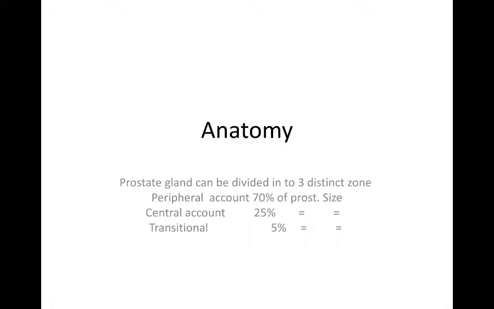I will give you some notes about the anatomy of the prostate gland. The prostate gland can be divided into 3 distinct zones. The peripheral zone, which accounts for about 70% of the prostate size. The central zone, which accounts for about 25% of the size of the prostate, and the transitional zone, which accounts for about 5% of the size of the prostate gland.